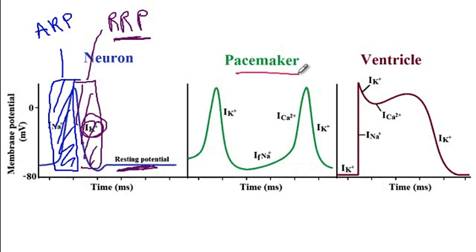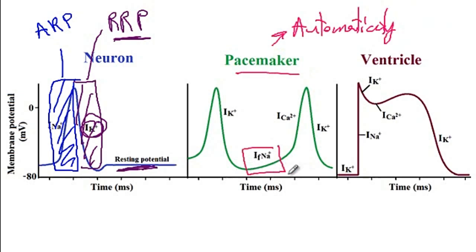And then we have the pacemakers, which are responsible for the automaticity of the heartbeats, and this is done via the IF sodium channel, which has an upward slope that causes the depolarization of the pacemakers. So the steeper this curve is, the faster the heart rate, and the less steep it is, the slower the heart rate. Therefore the steepness of the IF Na channel determines the heart rate via the pacemakers.